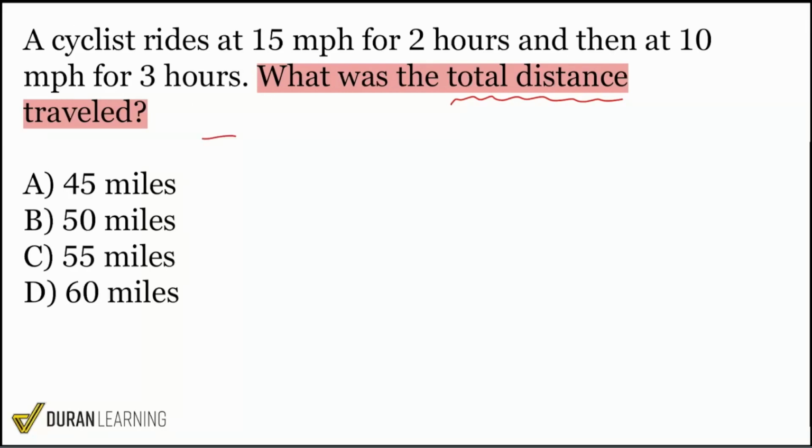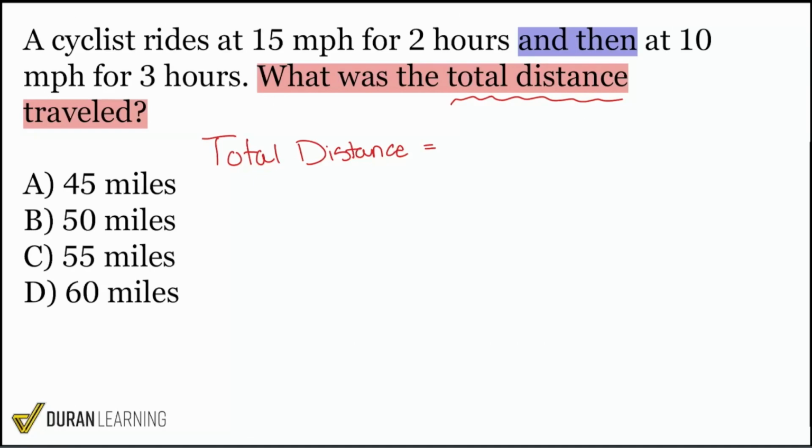So again, we're looking for that total distance. And what we notice is we're talking about a cyclist, and this cyclist rides at 15 miles an hour for 2 hours. And then, let me highlight that right there. And then at 10 miles an hour for 3 hours. Everyone, before I continue, do we notice that we have 2 events? 15 miles an hour for 2 hours, a rate and a time over here, and then a rate and a time over here. Sweet. That's really all we need to know.